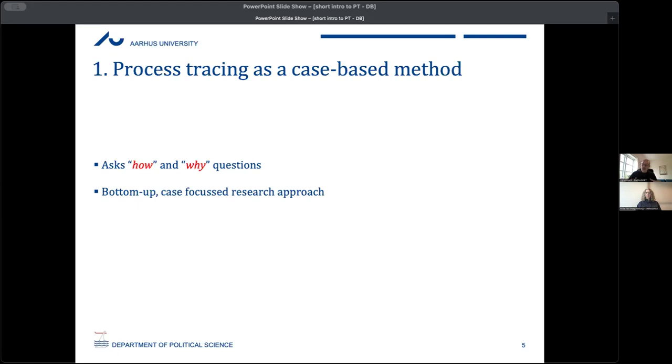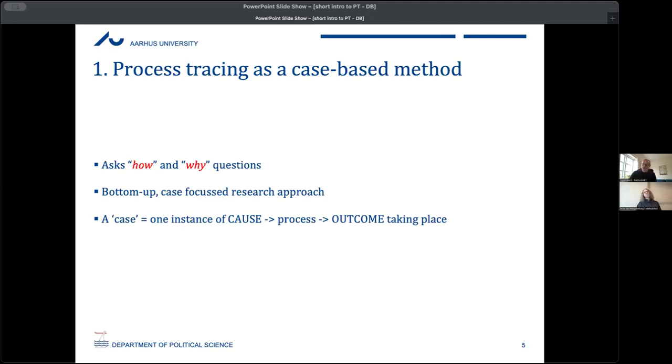The reason why we would call it a case-based method is because I would say it's kind of bottom up. You're selecting particular cases, you're getting to know them, and you're trying to go in depth within the case to try and probe that process. And again, a case is one instance of some theoretical cause, process, outcome taking place.